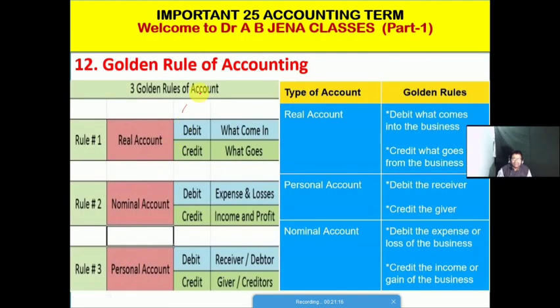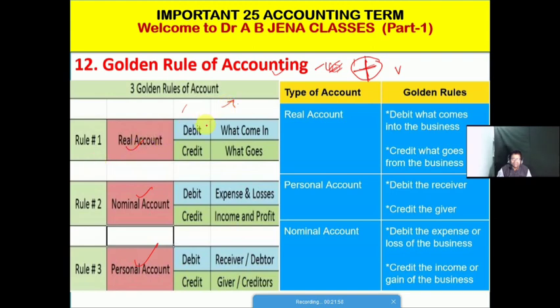So the next one is the golden rule of accounting. Friends, जैसा मैथमेटिक्स में एडिशन सब्सट्रैक्शन, the division and multiplication are common. Without these, we cannot do mathematics. Similarly, in accounting, the golden rules are there everywhere, during journal entries or to identify the various types of accounts. So we have to remember the golden rules of accounting. There are three accounts: the real account, nominal account, and personal account. In a separate video we will discuss them in detail.